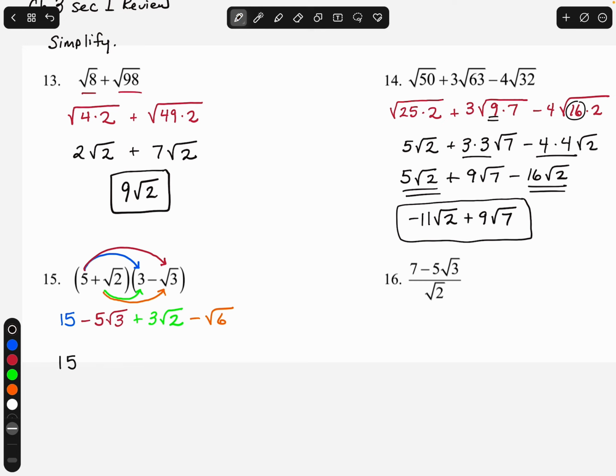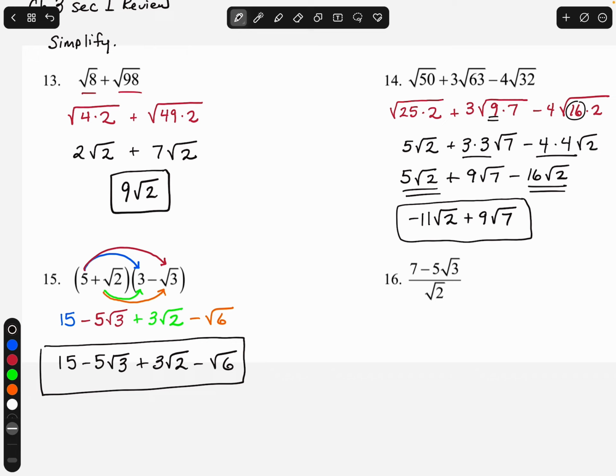So our answer actually ends up being 15 minus 5 times the square root of 3 plus 3 times the square root of 2 minus the square root of 6. That is our answer. All right, last one here for this video, number 16. I have 7 minus 5 radical 3 over radical 2.